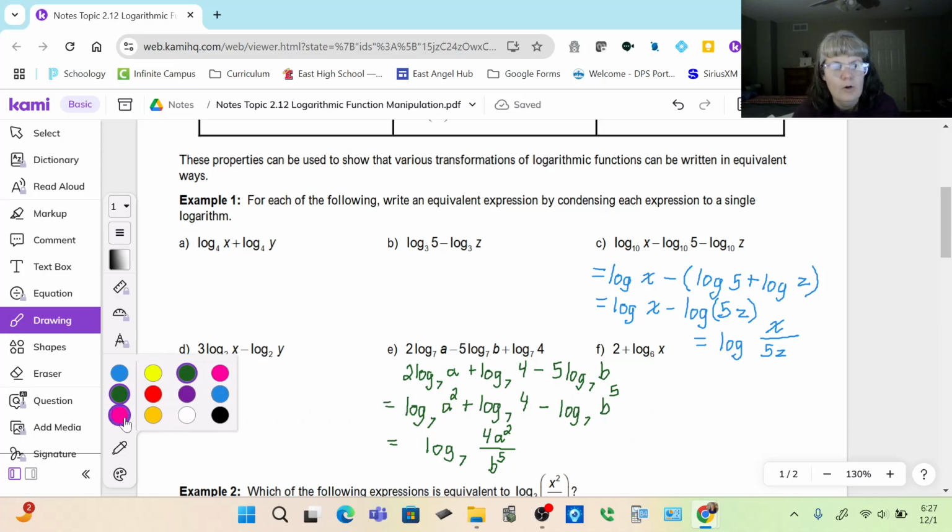When you see a problem like F, in order to apply any of these properties, everything has to be in the same log base. So this constant 2, we need to change into a logarithmic expression. And we want its base to match the log base 6 of x. So we're looking at log base 6 of what number is 2? So essentially what you need to think of is 6 to the power of 2 is what? Is 36.